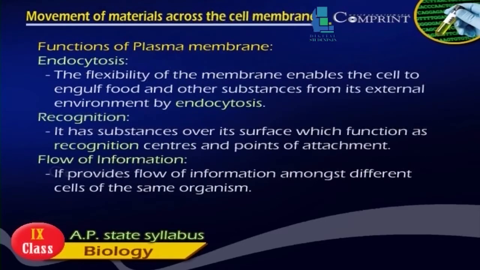Endocytosis. The flexibility of the membrane enables the cell to engulf food and other substances from its external environment by endocytosis. Recognition. It has substances over its surface which function as recognition centers and points of attachment. Flow of information. It provides flow of information amongst different cells of the same organism.